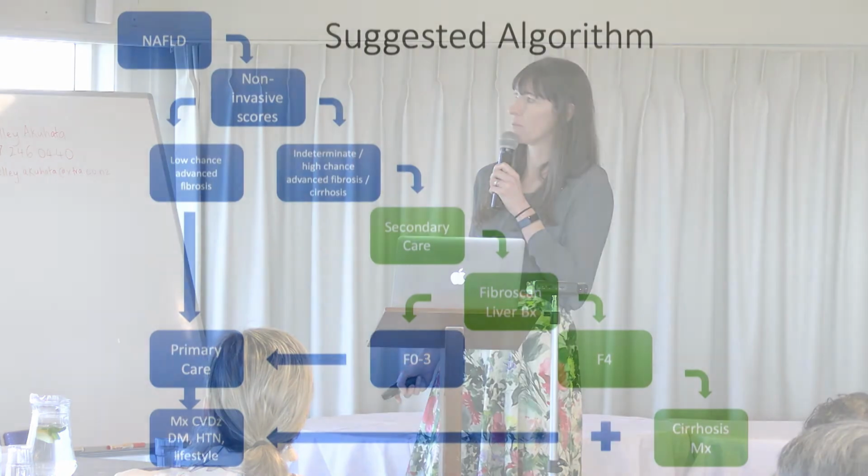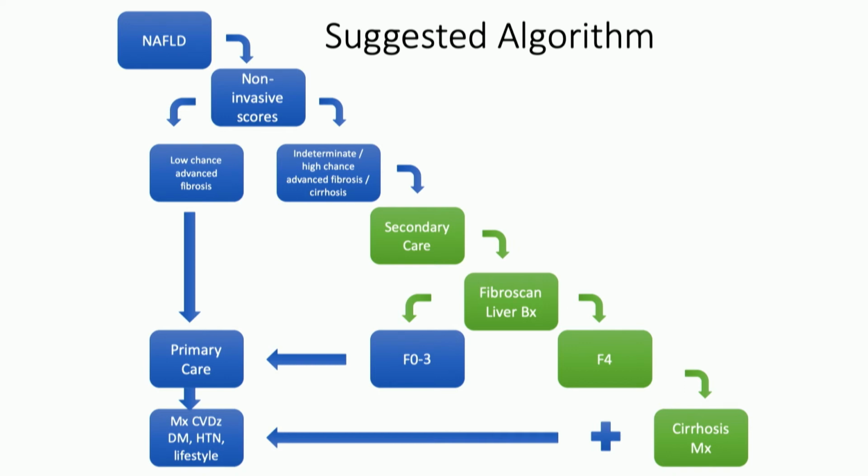So essentially the suggested algorithm for assessment of fatty liver disease, where everything in blue is in primary care and everything in green is secondary care, is to do the non-invasive scores in the community. If the scores predict a low chance of advanced fibrosis, then it's to stay in primary care, and your management is focused on cardiovascular disease. And I'll come to that a little bit more. If the non-invasive scores suggest an indeterminate or a high risk of advanced fibrosis or cirrhosis, then that's appropriate for them to be referred to secondary care.